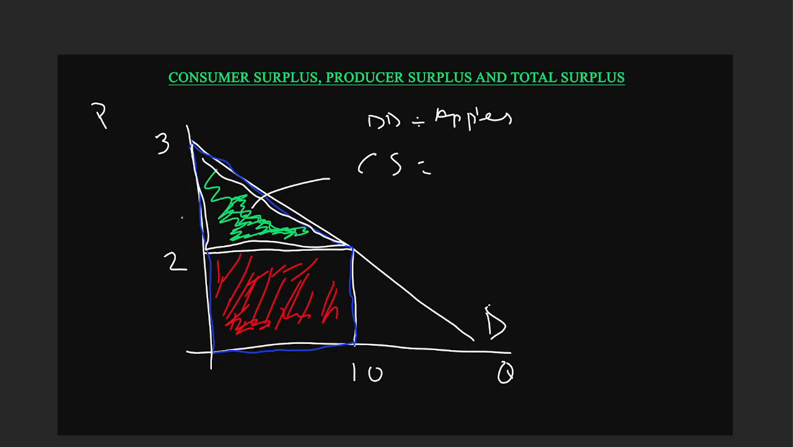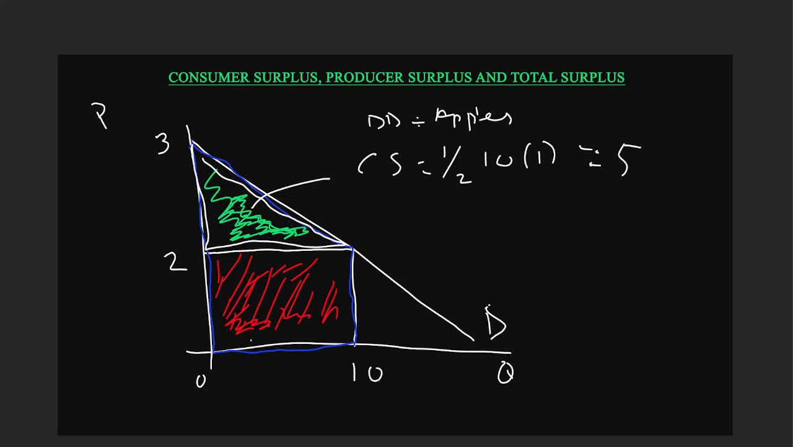So half, this is our base, 0 to 10, from there to there. The area is half of 10 times the height, which is from 2 to 3. That is 1. So you do this calculation and you get 5. Our consumer surplus is 5.